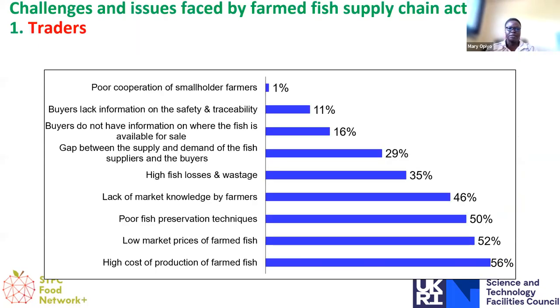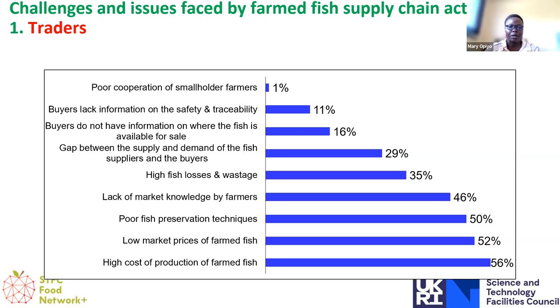And the challenges which they were facing in the supply chain. For the farmers, the high cost of production was a challenge, and even the traders were saying that farmed fish is expensive because of the high cost of production. And they were saying that there is a low market. So it is expensive to produce, but when you come to sell it, the market price is low compared to the captured fish, the fish which is from the wild.